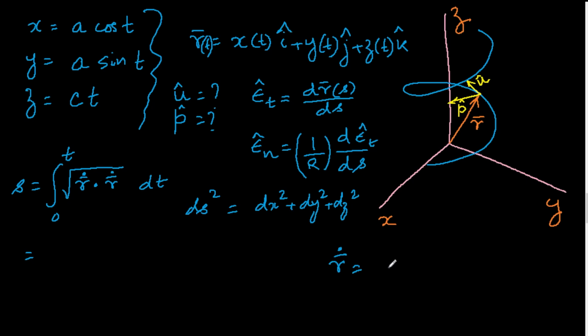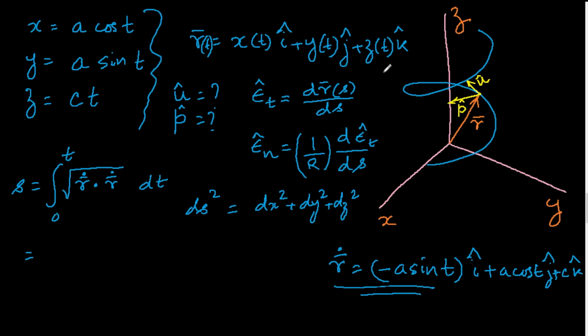R dot will be minus a sine t i, plus a cos t j, plus c k, right? So that's your r dot, which has been calculated from this equation.